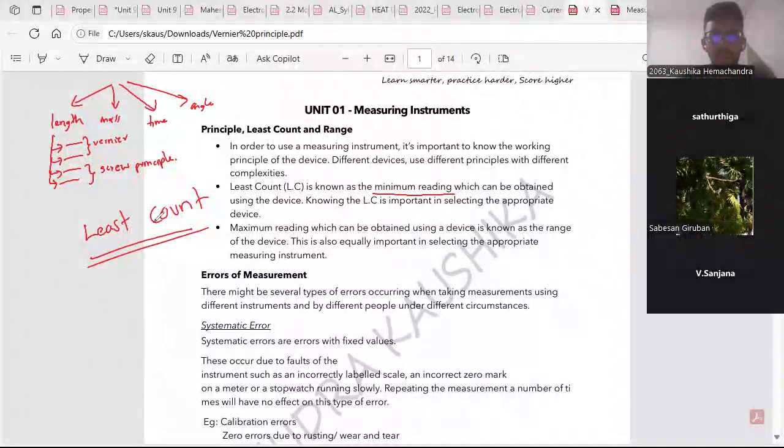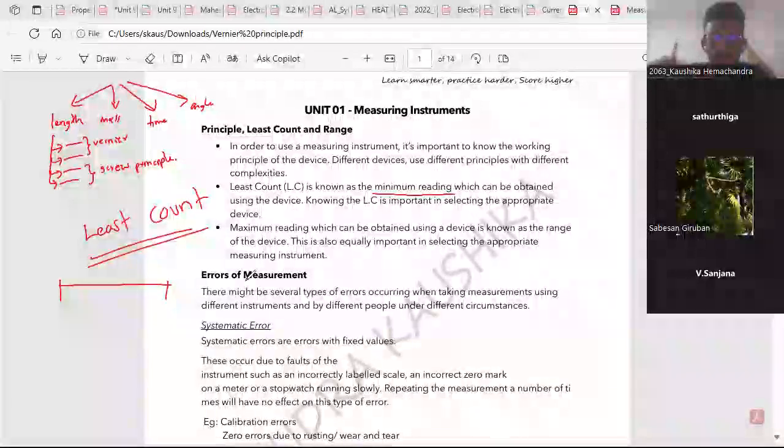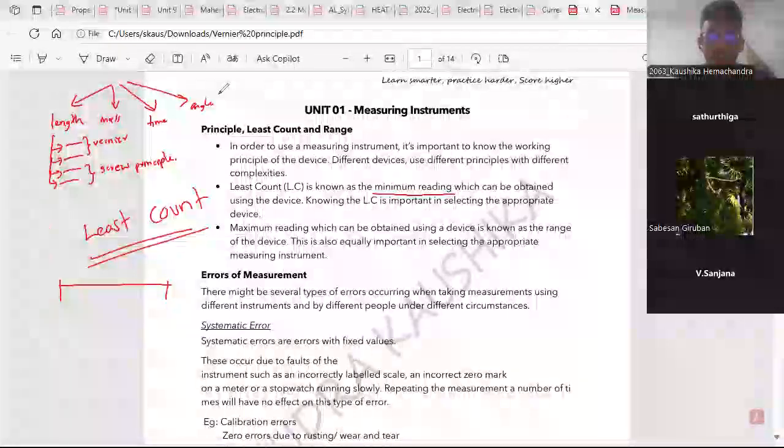Okay. And if there's a least reading, there's a maximum reading as well, right? That maximum reading is called the range of the instrument. So it can take readings from 0 to that maximum reading, right? So that's the range of a measuring instrument. So the least count and the range are what's most important when determining what kind of instrument we want to use to measure a specific measurement, to get a specific reading.